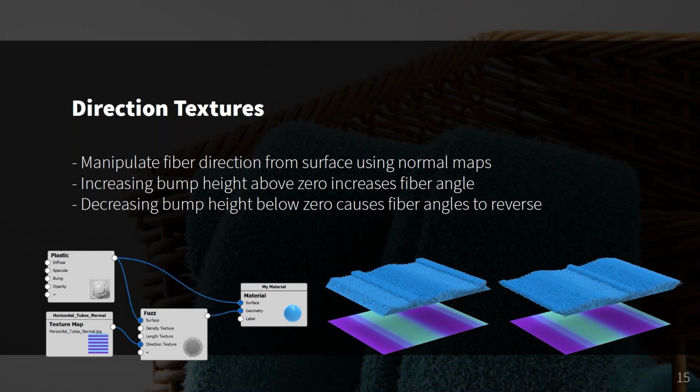At a bump height of 0, fibers will follow the normals. Increasing the value will increase the angle at which fibers protrude, while negative values will angle the fibers in the opposite direction. In this example, a normal map is used to manipulate the direction. The bottom plane shows the texture used to manipulate the fuzz direction in the top plane. In the first image example, the bump height on that texture map is 1, while it is -1 in the second image.